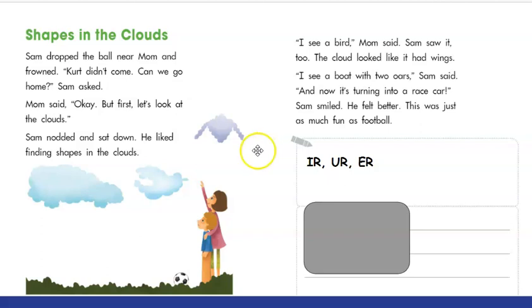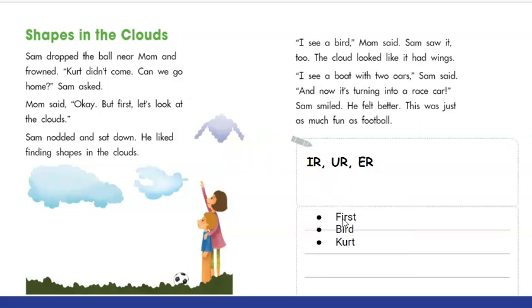Okay, you should have paused the video to help find some words. See if you were able to find the same words as Miss Kelly. I found in the story the word first. They used IR. I also found the word bird that used IR. That's our anchor word, bird. And then there was one other one that almost tricked Miss Kelly. Did you get the word Kurt? They used UR to spell the sound in Kurt. Great job, first grade. Now we can go back and answer some questions with our writing today.